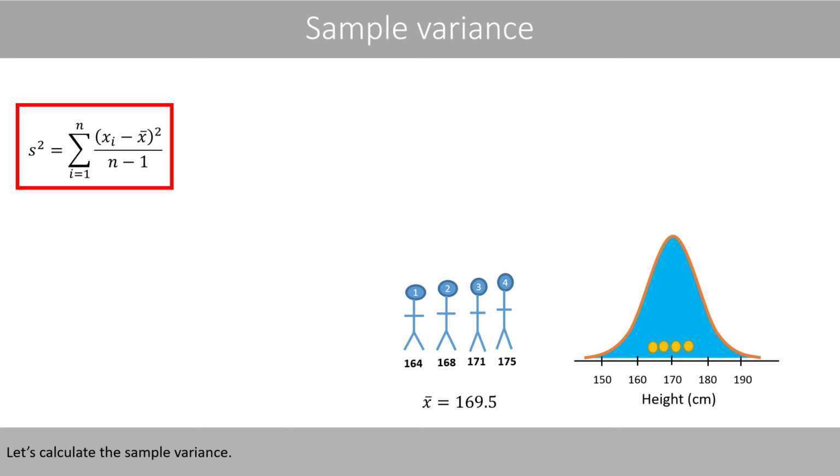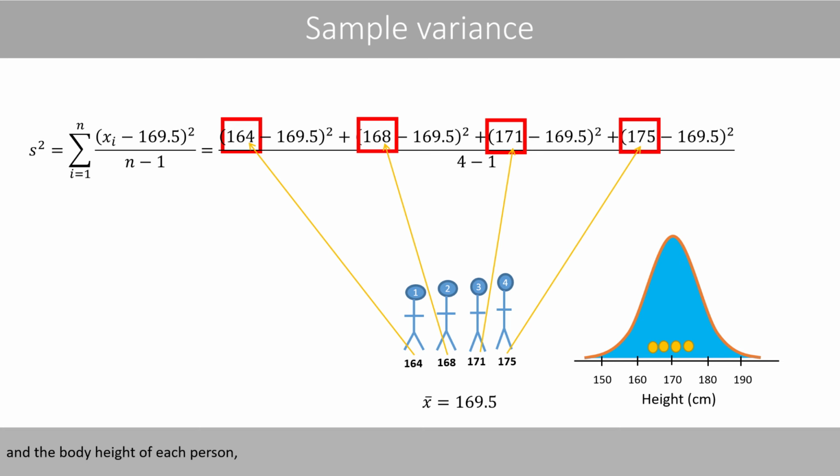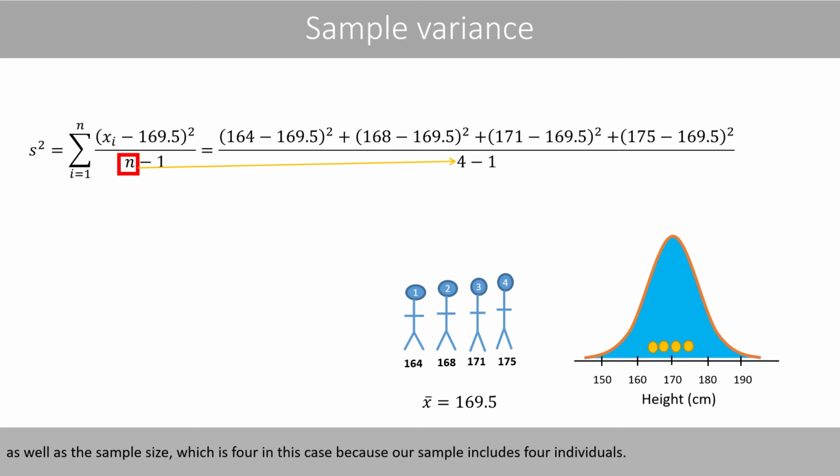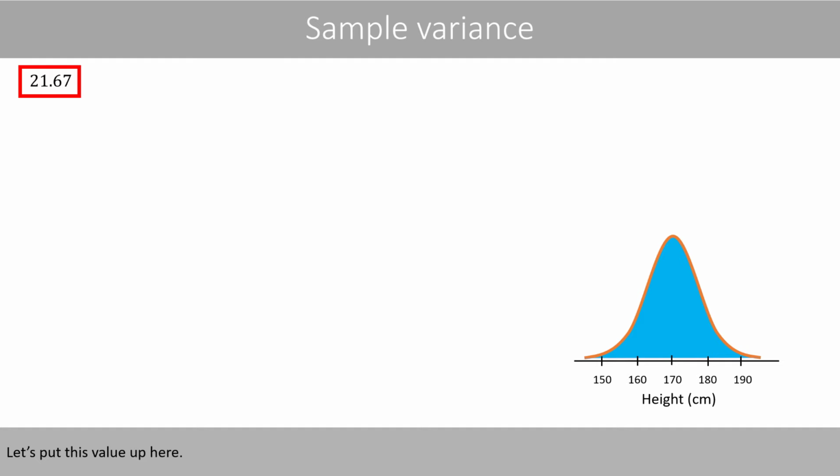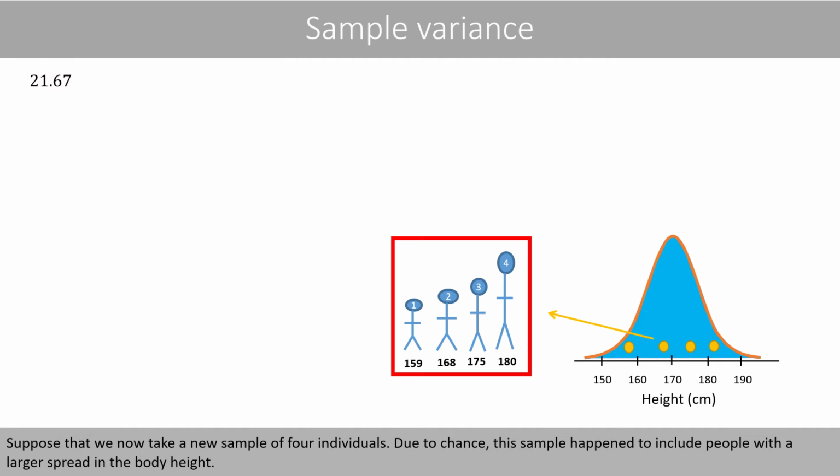Let's calculate the sample variance. We plug in the sample mean and the body height of each person, as well as the sample size, which is 4 in this case, because our sample includes 4 individuals. If we do the math, we see that the variance is about 21.67. Let's put this value up here.